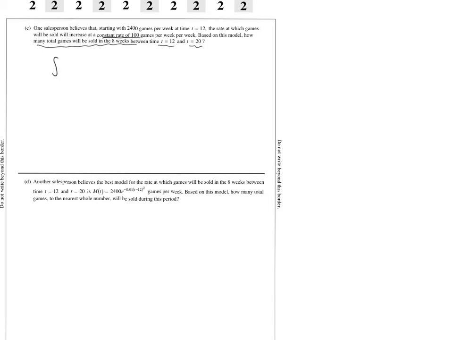Well, intuitively, I think it's pretty clear how many total games are going to be sold. You want to do an integral from 12 to 20. So that'd be the first thing you'd want to do. Probably you're not going to get any points for just those limits, but it's a good way to start.